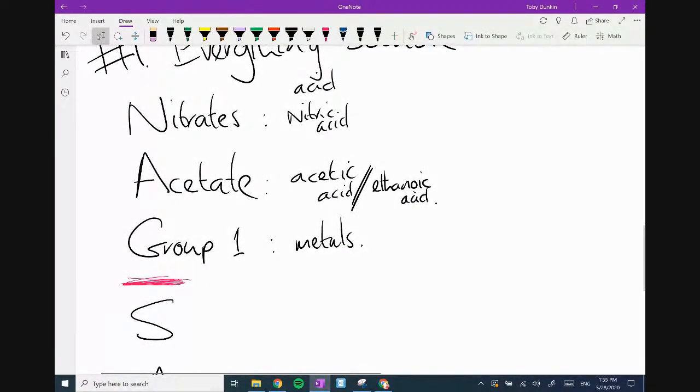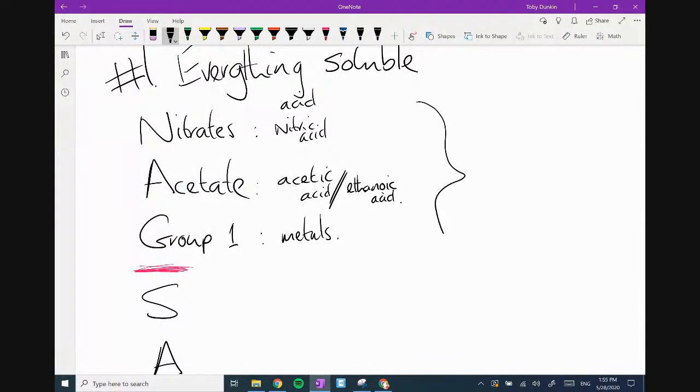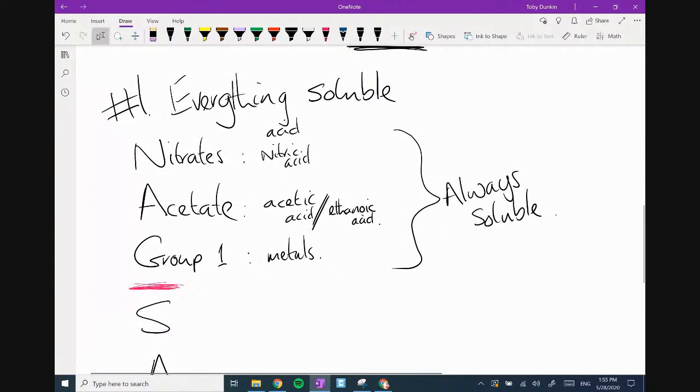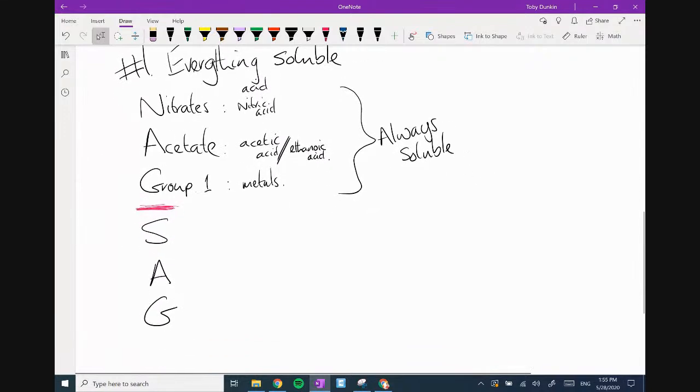Okay, now these three here are always soluble. Truly always. Hence the first rule. I teach NAGS, it's the only one I could think of. Oh, fair enough. Ethanoic, it's the correct answer. So these are technically the real rule number ones. All nitrates are soluble, all acetates are soluble, all group 1 salts are soluble. So these are the true number ones.